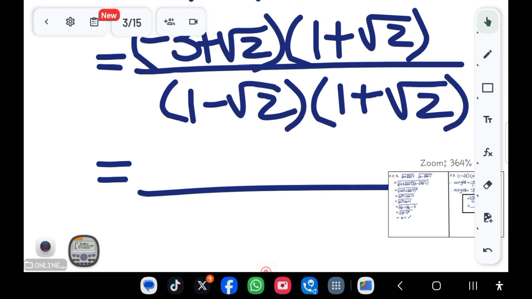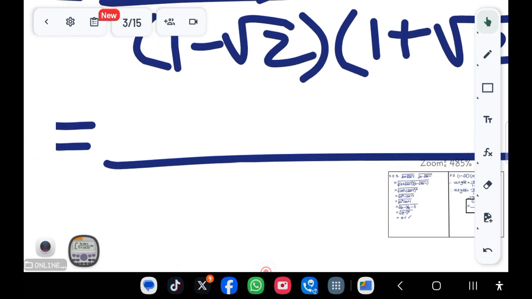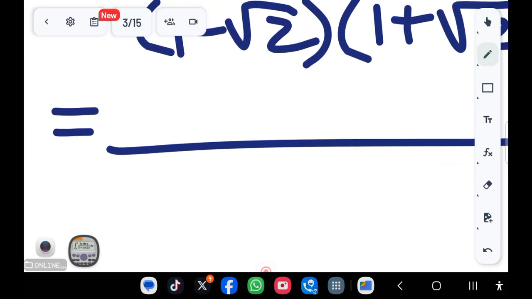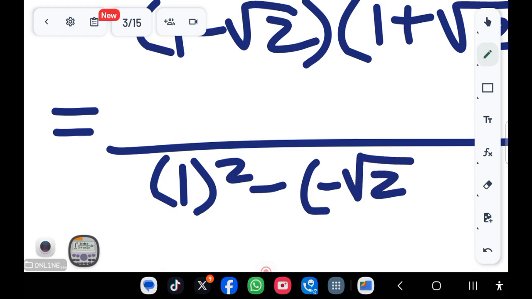The denominator will be the square of the first term minus the square of the second term. That's what the difference of two squares does. All right, so that will be 1 squared minus -√2 all squared. So that's minus √2 all squared. Does not matter. It's going to give us a plus anyway.